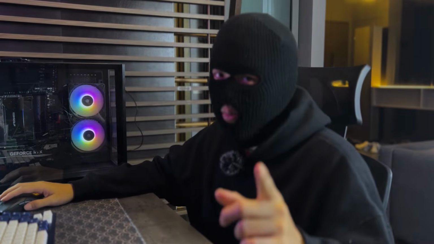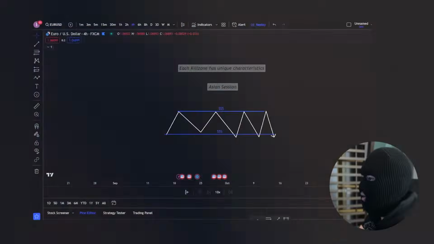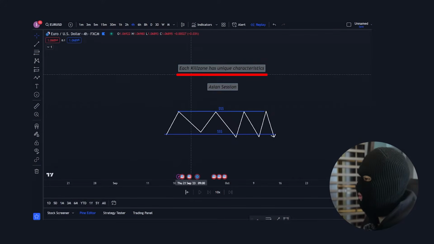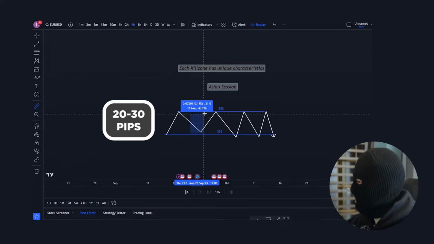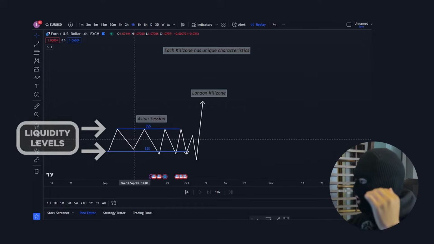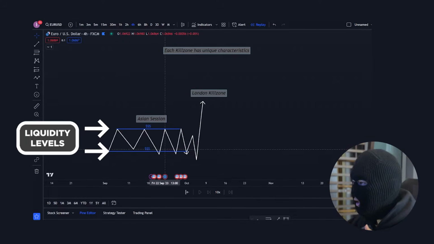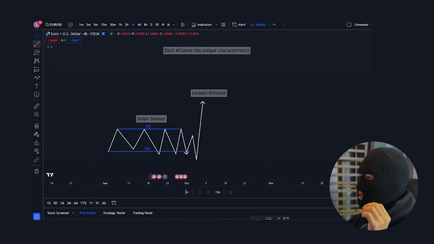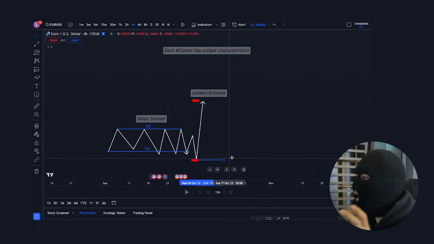Now, this is the part you want to pay close attention to. There are different characteristics of respective Killzones and what a daily market profile typically looks like. For the Asian range, price consolidates between 20 to 30 pips on a daily basis. This generates the highest level of liquidity during the day. The London Killzone usually aims to take out the Asian liquidity levels before heading in its intended direction, which depends on the higher time frame bias. This is the session where the high and the low of the day is usually created.